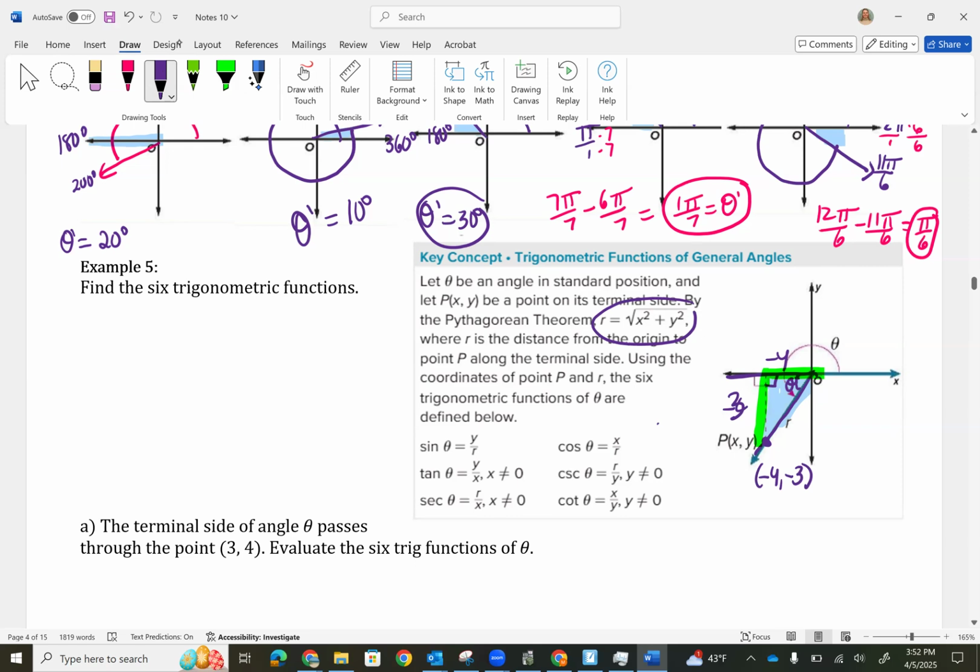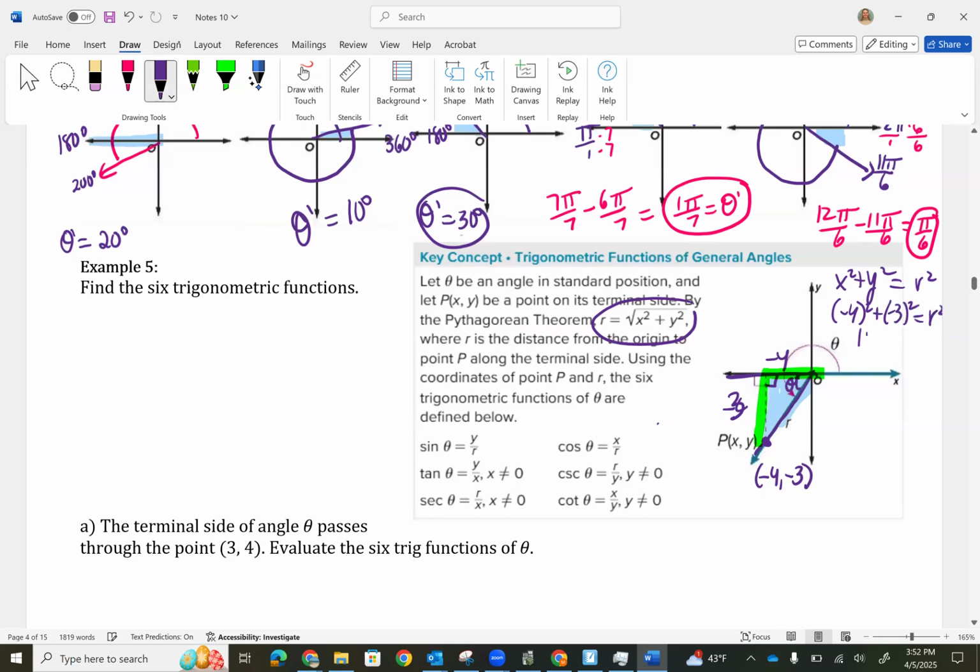So the directional measures of your legs are both negative in the third quadrant. The radius will never be negative, and to find it, you're going to use a squared. Let's just put it down here: x squared plus y squared equals the radius squared. So we're going to do -4 squared plus -3 squared equals r squared.